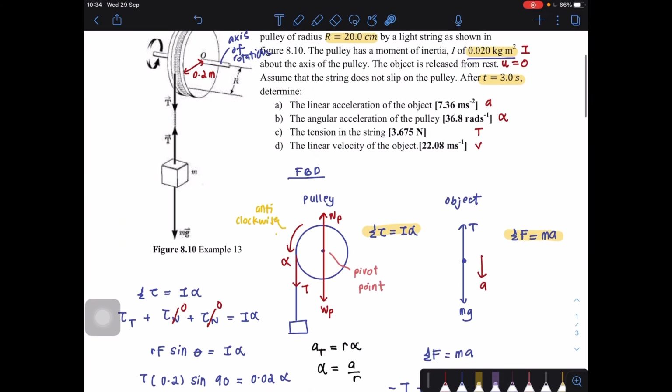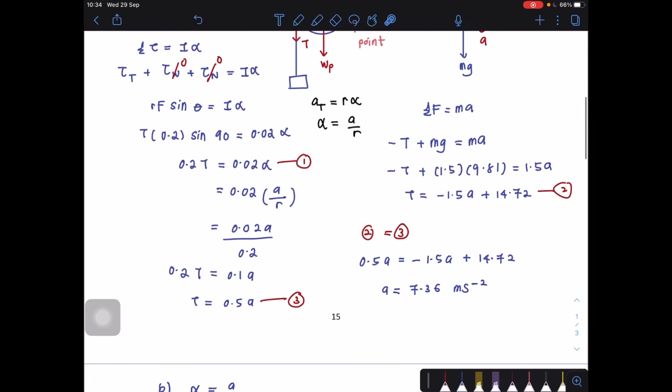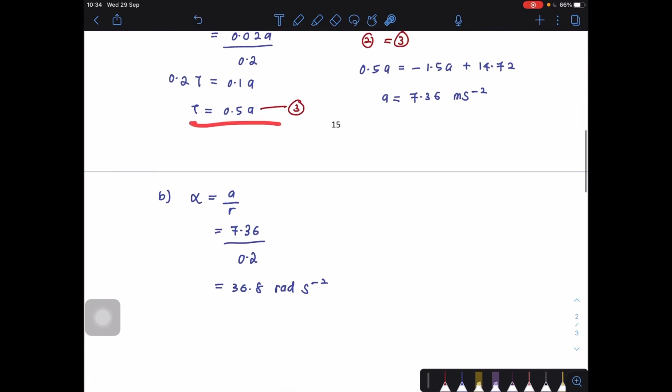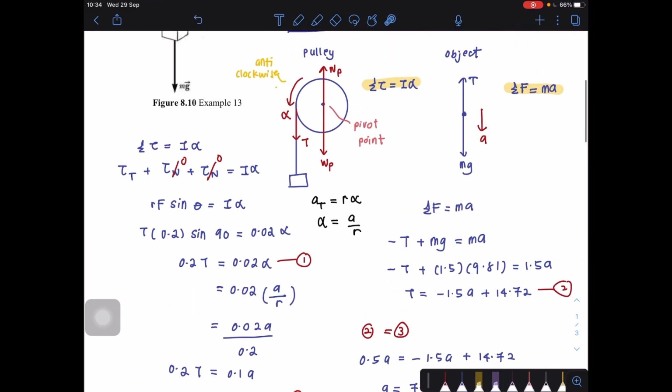Okay, next one, find the tension. So now kita boleh gunakan either this one or this one to find the tension. So gunakan this one lah yang lebih senang. T is equal to 0.5 A. And then substitute A. And then you will get the tension is equal to 3.68 Newton.